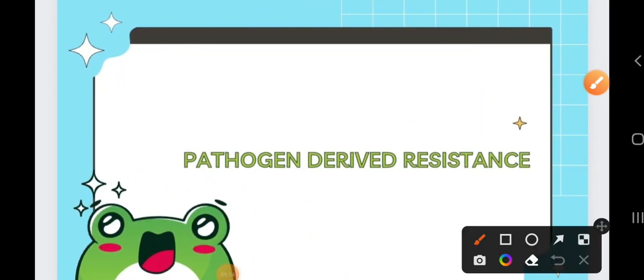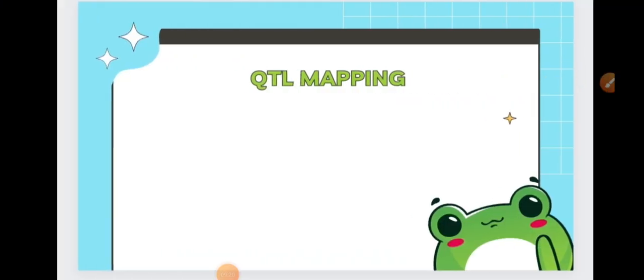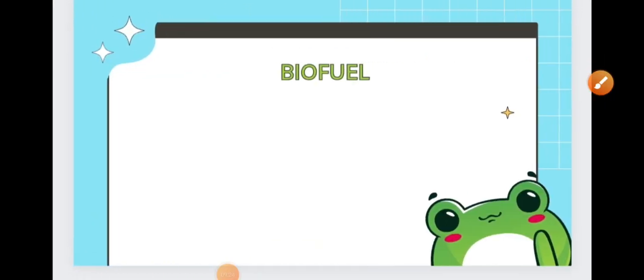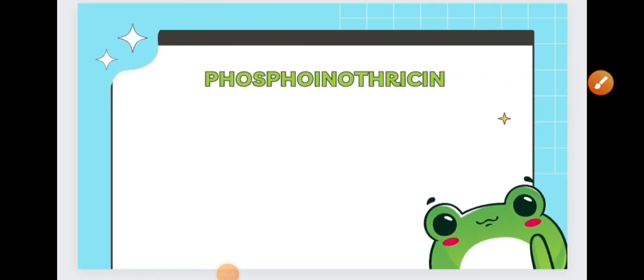And then pathogen derived resistance in case of plants, read about systemic acquired resistance for plants, PAMP, MAMP in case of plants. And then QTL mapping, if you can study, you just read about QTL mapping. Biofuel, like Jatropha or some of the plants which are being encouraged, so just read an article on biofuel. And then comes phosphinothricin. I think questions have directly come from this, that what toxicity does it cause or something related to this, you just read it.